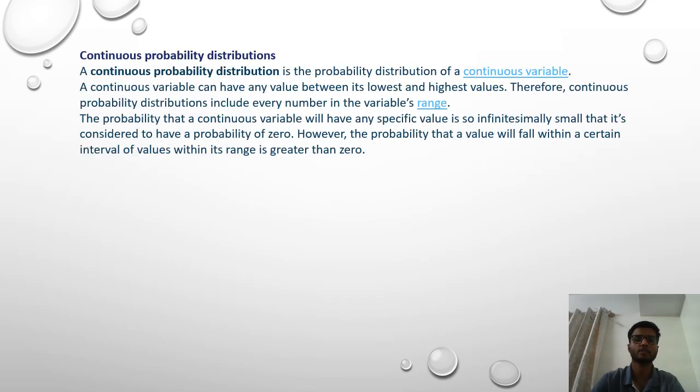Next, continuous probability distribution. A continuous probability distribution is a probability distribution of a continuous variable. A continuous variable can have any value between its lowest and highest values. Therefore, continuous probability distributions include every number in the variable's range. The probability that a continuous variable will have any specific value is so infinitely small that it's considered to have a probability of 0. However, the probability that a value will fall within a certain interval of values within its range is greater than 0.